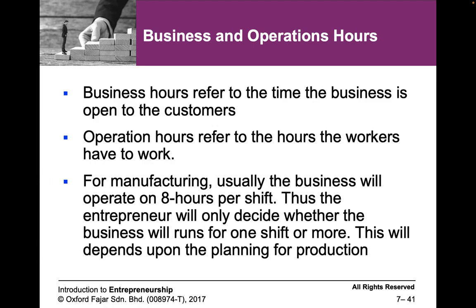For manufacturing, usually the business will operate on 8 hours per shift. Thus, the entrepreneur will only decide whether the business will run for one shift or more. This will depend upon the planning for production. So in a manufacturing company, they will have 3 shifts: an 8-hour shift in the morning, an 8-hour shift in the evening, and an 8-hour shift in the night, for example.